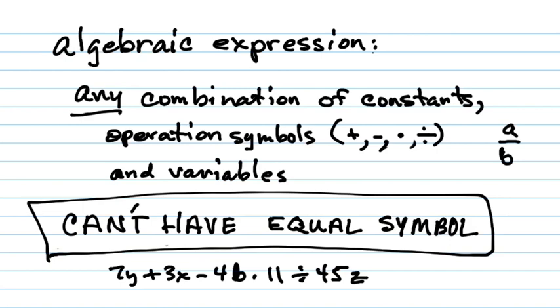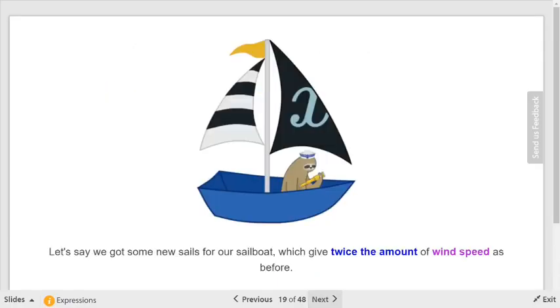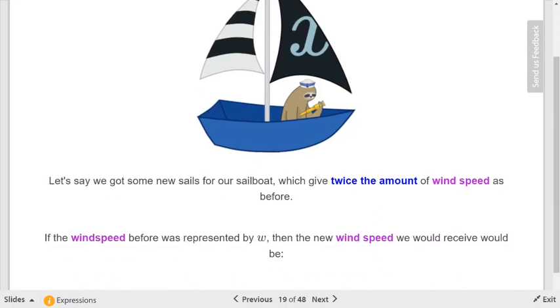All right. So let's go back to Education Perfect and see what they have to say about expressions. Okay. So now we've got some new sails and we can go twice the amount of wind speed as before. Did the wind increase? No. What increased? The sails, which means the amount of wind we can harness, right? By how much? Twice means what? Double. 2 times or double. Yeah, double is another way of saying the same thing. So instead of just W, what would it be?